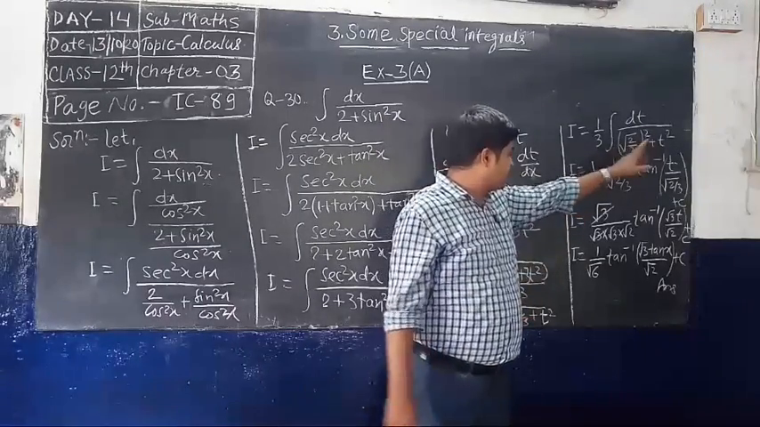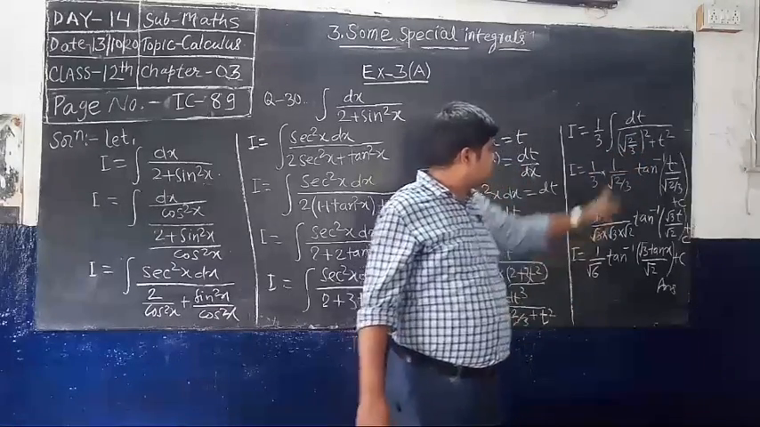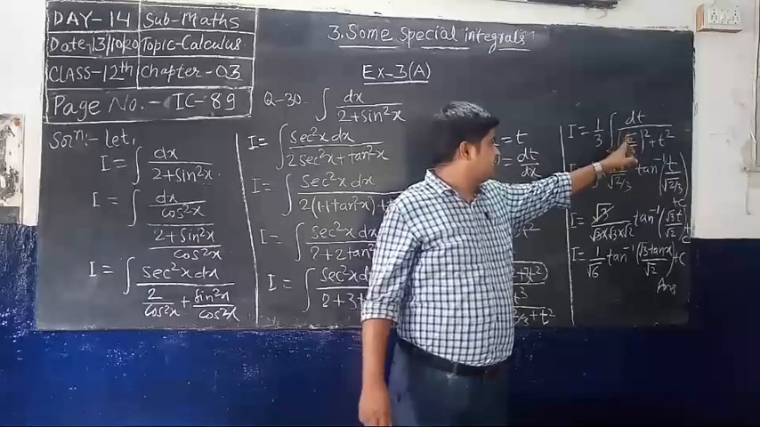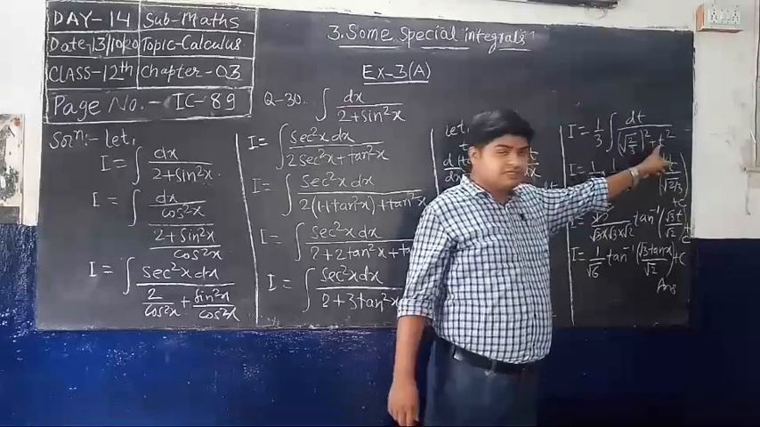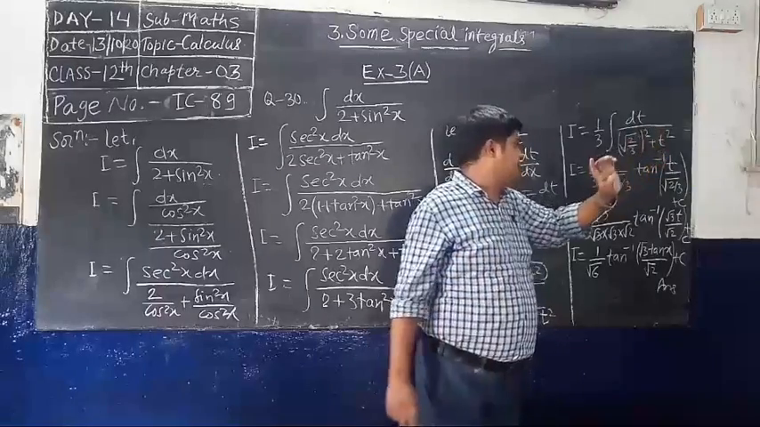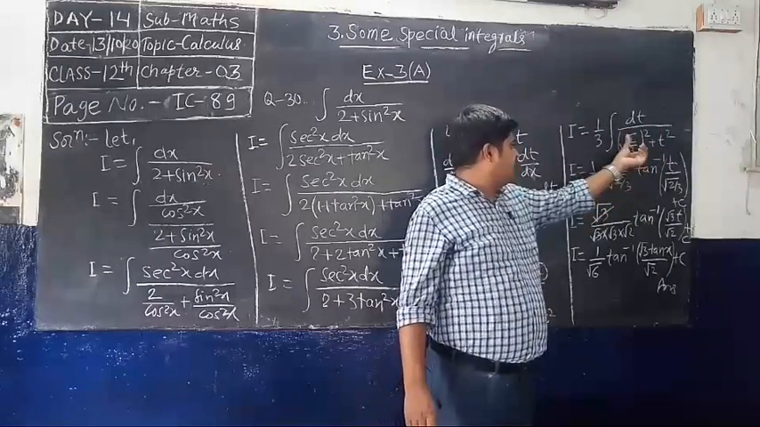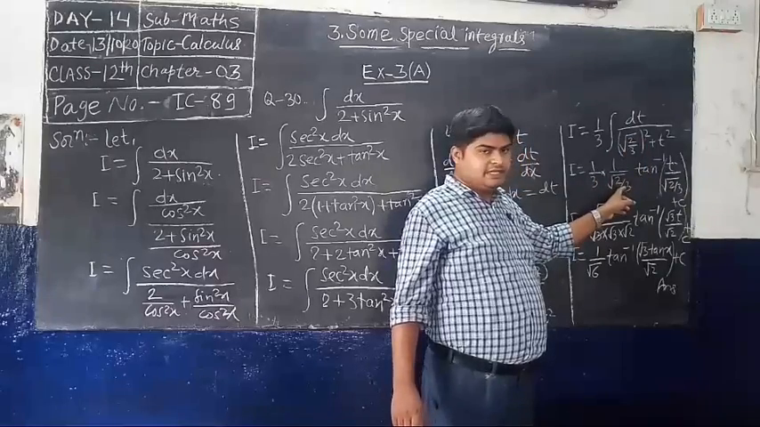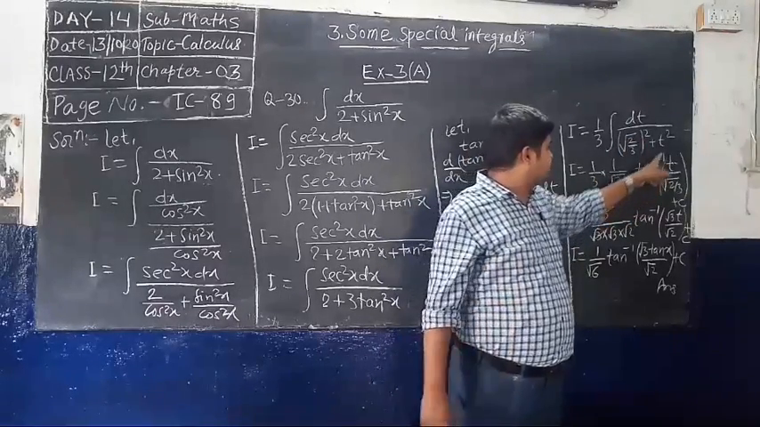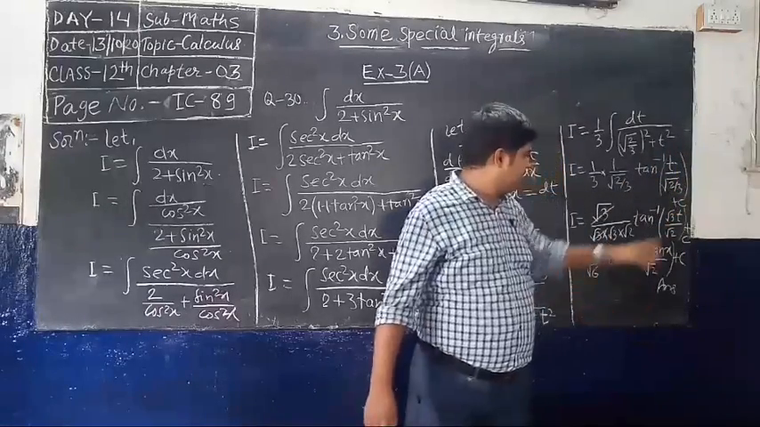So you can write it as root under (root 2 by 3) whole square plus t square. And you know the formula for the integration of such a function, a square plus x square: 1 by a into tan inverse x by a. Here 1 by a is root 3 by root 2, and x is t, so tan inverse t by (root 2 by 3), plus a constant term.